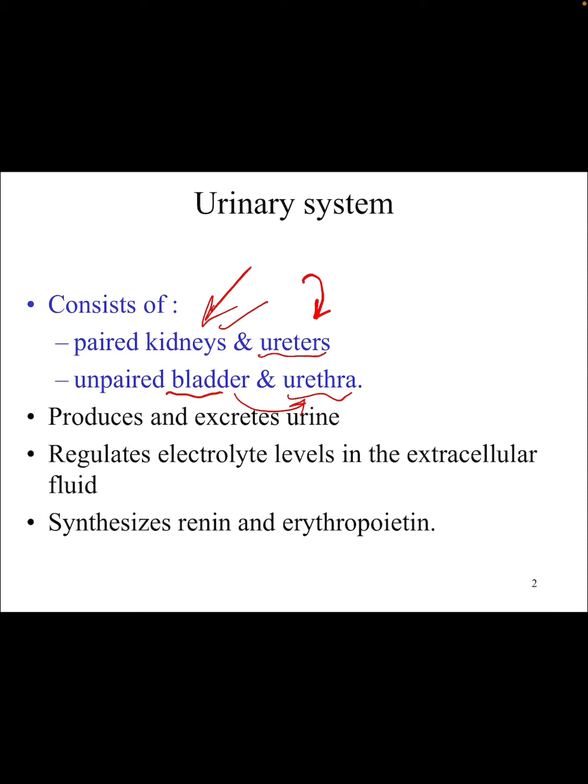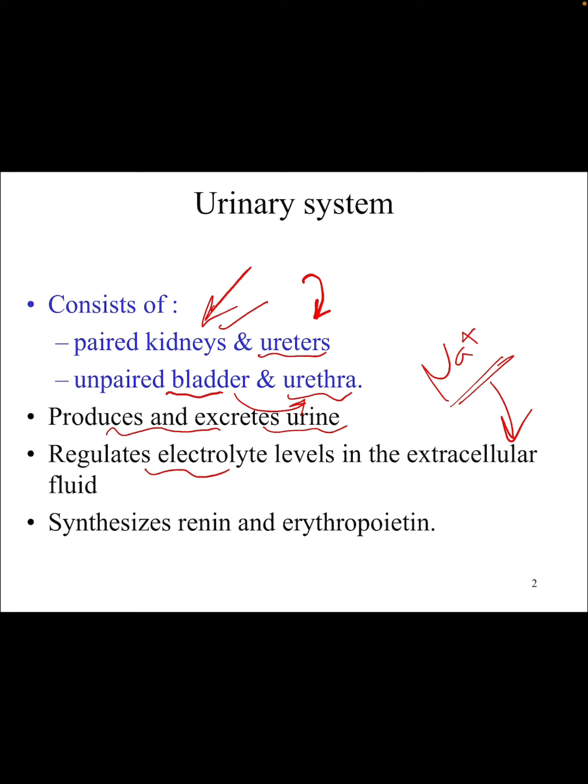The main function of the renal system, as I said, is production and excretion of urine. Furthermore, it regulates electrolyte levels in the extracellular fluid. So if there is an increase in the sodium level in the blood, through the urine the body is going to excrete the excess of that sodium.